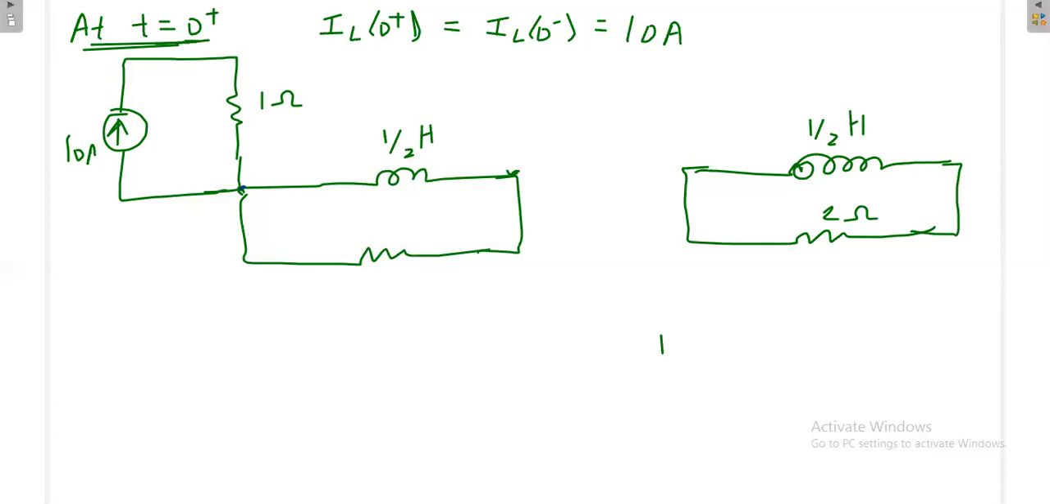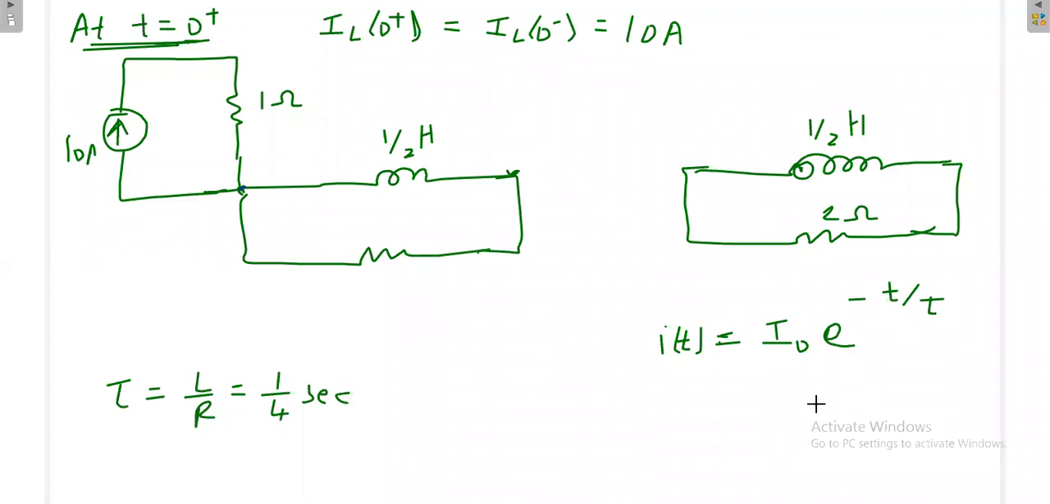Once the inductor is having initial current, we have seen it in the source free circuit. If the inductor is having initial current, what is the response finally? I naught. The current across the inductor will reduce exponentially, I naught e power minus t by tau. What is tau? Tau is equal to L by R, that means 1 by 4 seconds. So this is equal to I naught, 10 e power minus 4t ampere is the current response. It is the current that will be flowing here.